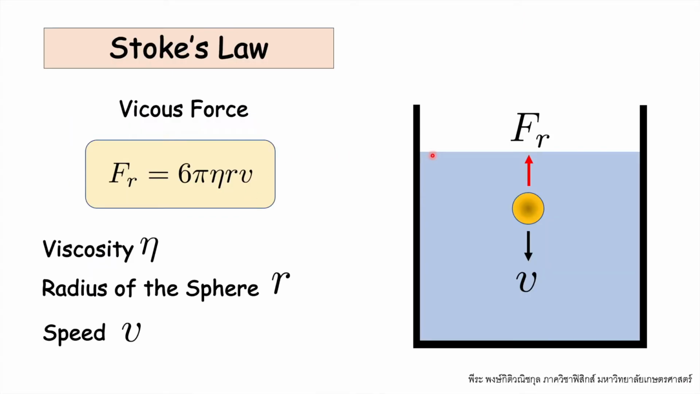An object falling in a viscous fluid feels a viscous force. If the object is a sphere, the formula for the viscous force is right here. Eta is the viscosity, r is the radius of the sphere, v is the speed of the sphere. This force points in the opposite direction of the velocity.